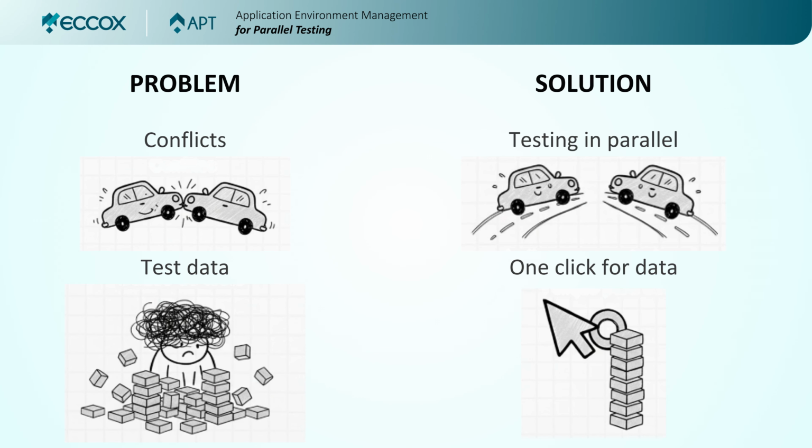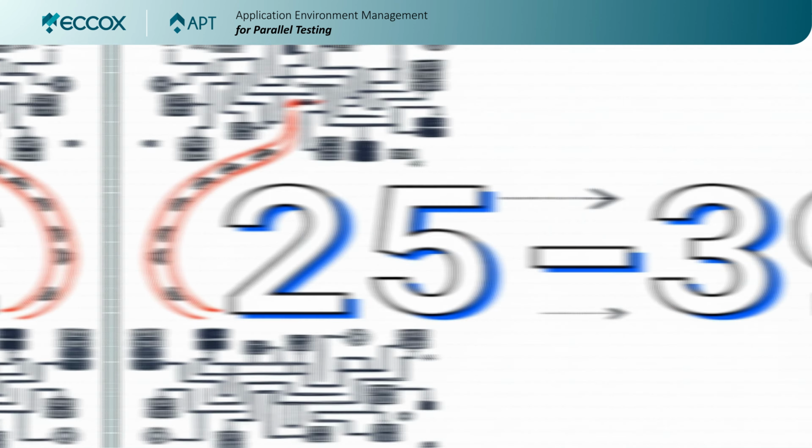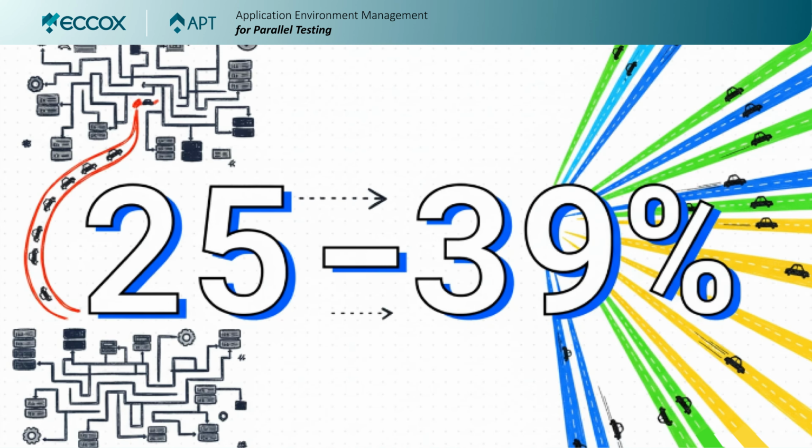And that old headache of preparing test data? Also history. You can preserve and restore data with a single click. Less rework, more productivity, within a self-service model, fully autonomous and under the team's control. If there's one number that sums up the impact, it's this. An average 25 to 39% reduction in total project time. To put it in perspective, a project slated for a full year can land in 9 months, 3 months ahead of plan. That's not just improvement, it's a step change in delivery capacity.